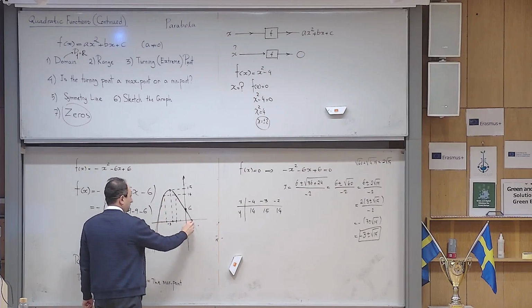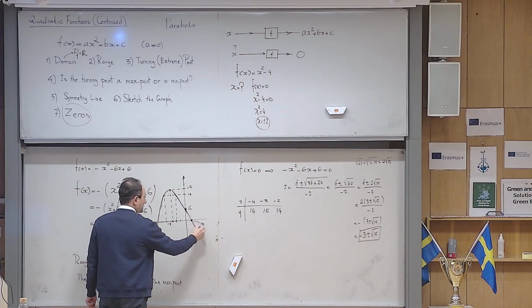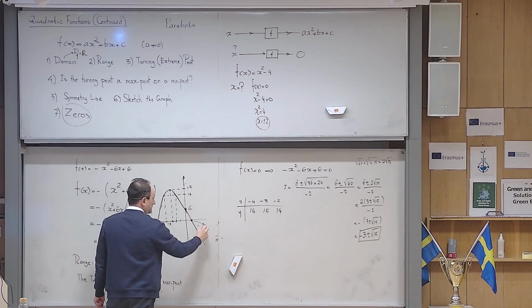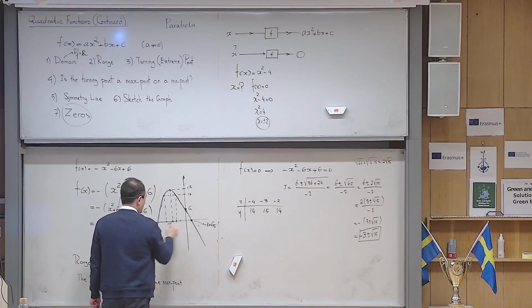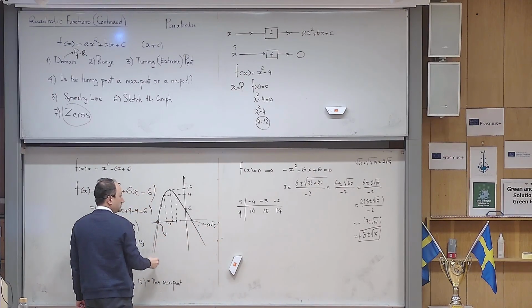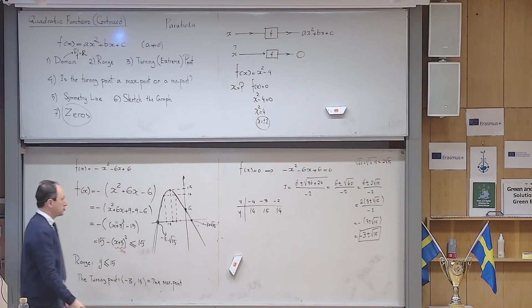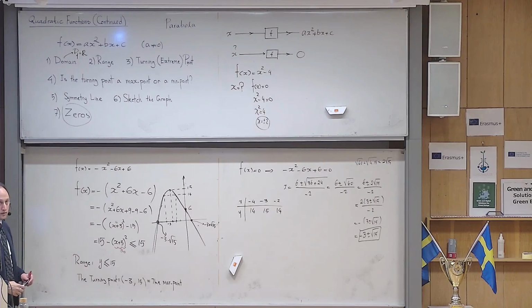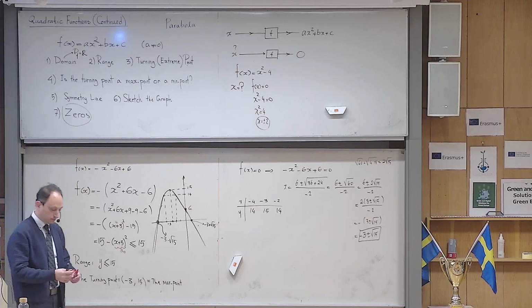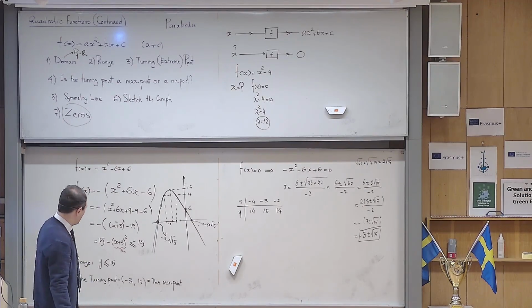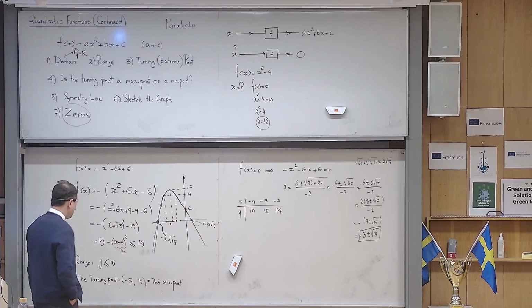So this number, if I ask you what that number is, the positive one of the zeros. This is exactly this number, and if I ask you what is this zero, it is minus 3 minus the square root of 15. That's a sketch of your function. Is that right? Yes.